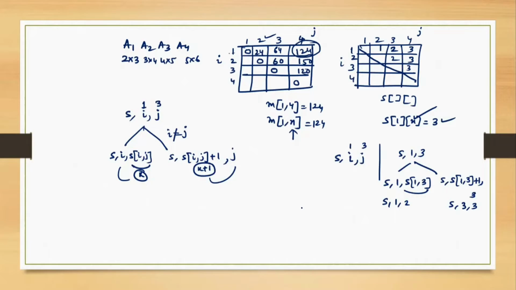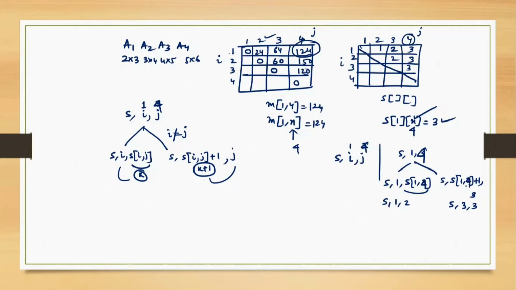Oh, I'm sorry. Here j means 4 actually. Sorry. j here is 4 because n is 4 here. 4 matrices, 1 4, 1 4, the last cell. So very sorry, here it should be 4. So s of 1 4. Yes, s of ij, that is s of 1 4.